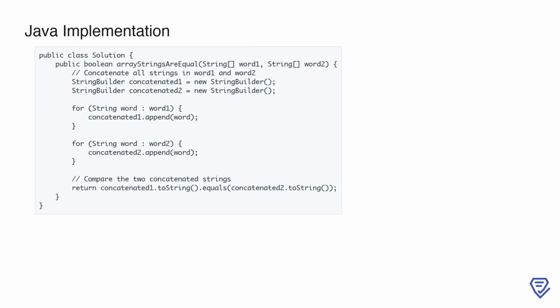This is the Java implementation for LeetCode problem number 1662, check if two string arrays are equivalent. The logic mirrors the given Python implementation. The arrayStringsAreEqual method concatenates the strings from both input arrays using a StringBuilder for efficiency, and then compares the resulting strings using the .equals method. Key differences in Java include explicit type declarations and using StringBuilder instead of Python's join method for concatenation.